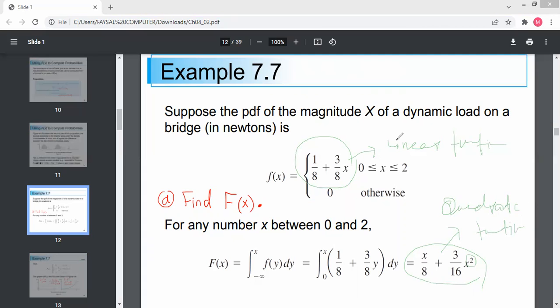So these are two cases. First, when the highest power is 1, my function is a linear function. When it is square, when the power is 2, it will be a quadratic function respectively. So these are the two ways to find the value.